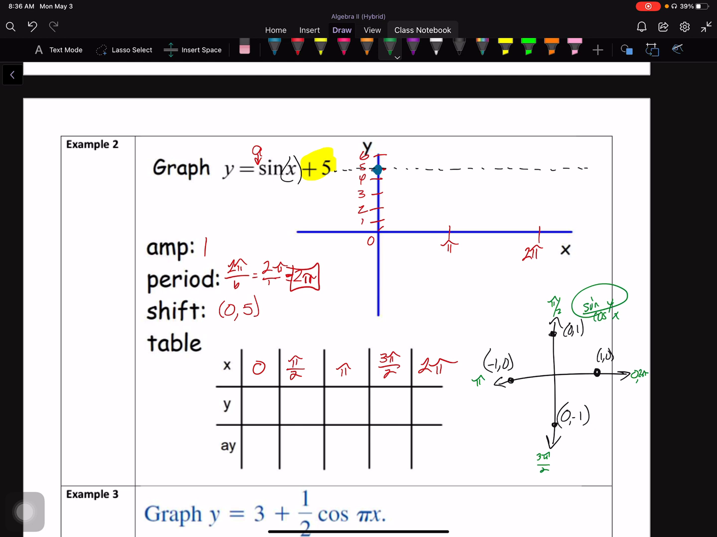So if I plug in 0 into my function, sine of 0 is all I'm figuring out. You look at the y value and you get 0 back.